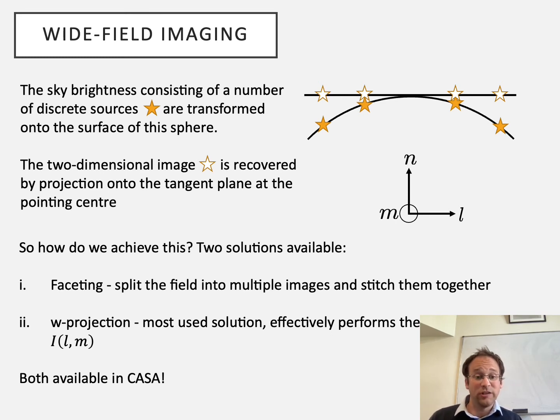But a more common approach that is used these days is something called W projection, which effectively performs this procedure of taking those stars, those sources that are on the surface that you can see here, and projecting them to their correct position on a two-dimensional image at the tangent plane. Both these approaches are available in the CASA software, and we'll talk a little bit more about them now.